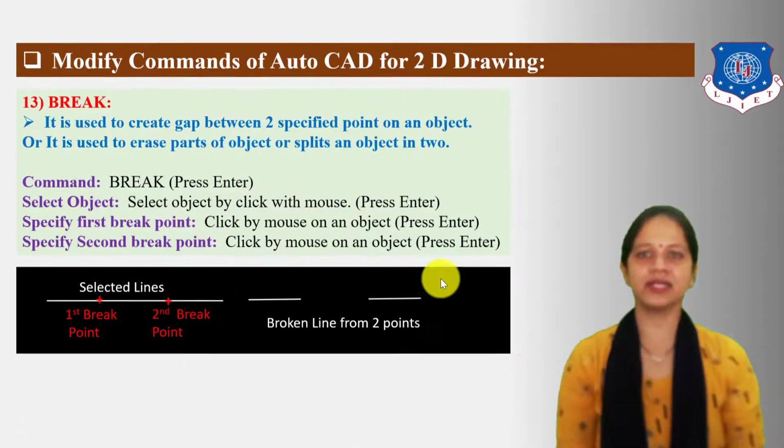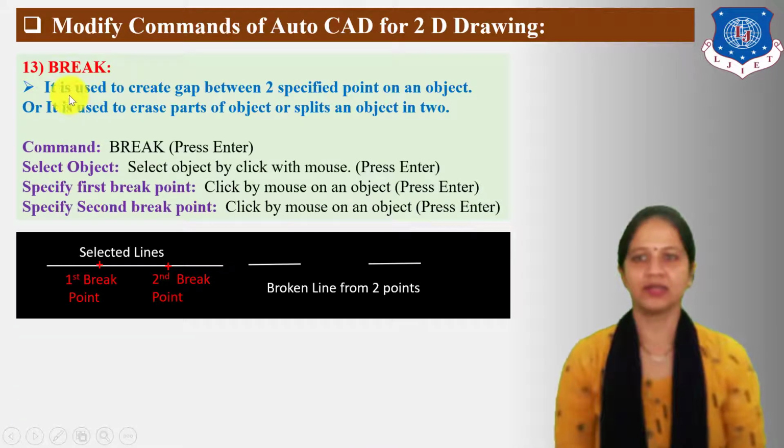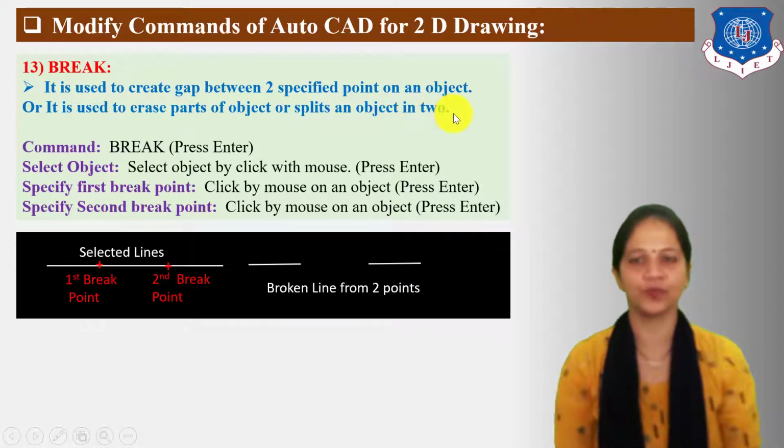Next, let us understand the break command. It is used to create a gap between two specified points on an object, or to erase part of an object, or split an object into two. The command for break is break. So type break in the command bar or area, then press enter. The next statement displayed is select object. So select the object by clicking with the mouse, then press enter.